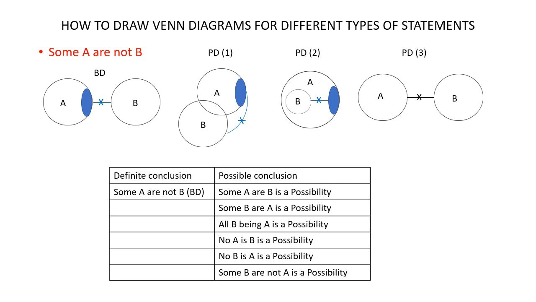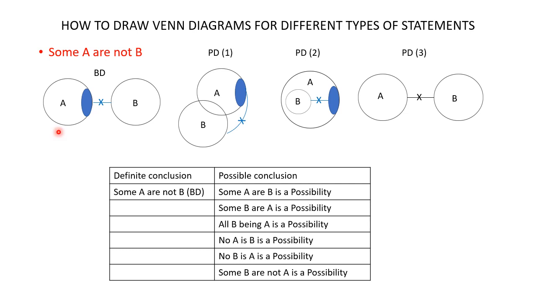Now let's see what definite conclusions and what possible conclusions can be arrived at using this Venn diagram. Now first let's concentrate on definite conclusion. As you can see in this Venn diagram, this part of A is definitely not contained within B. This part of A is not B. So some A are not B is a definite conclusion. Now let's move on to possible conclusions.